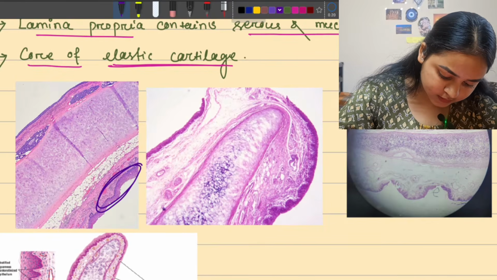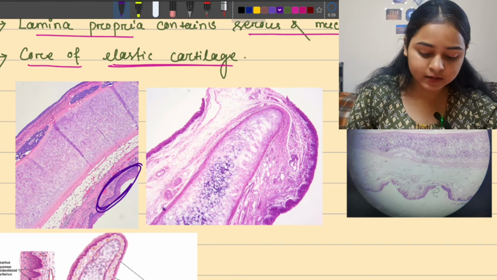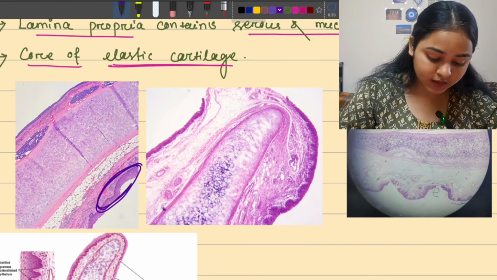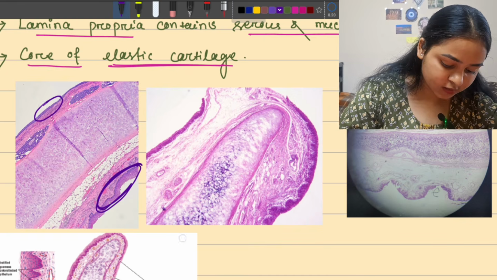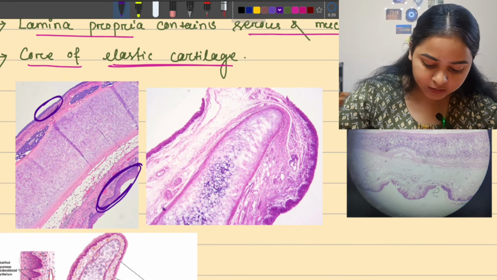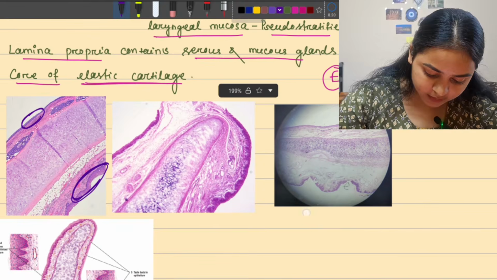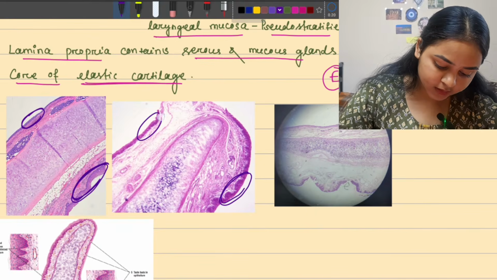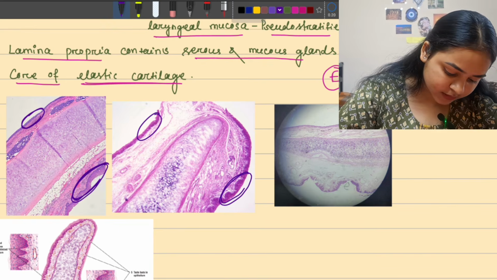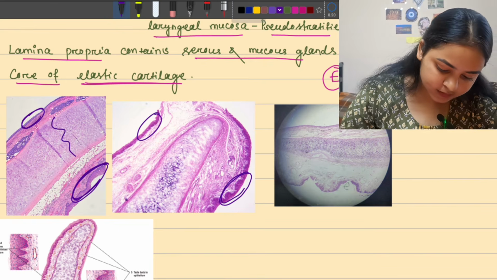So you can easily identify the epithelium here. This is the stratified non-keratinized epithelium, and this is the pseudostratified ciliated columnar epithelium. Again here you can see the same thing. This is the stratified squamous non-keratinized epithelium, and this is the pseudostratified epithelium, and you can identify this is the elastic cartilage that is present.